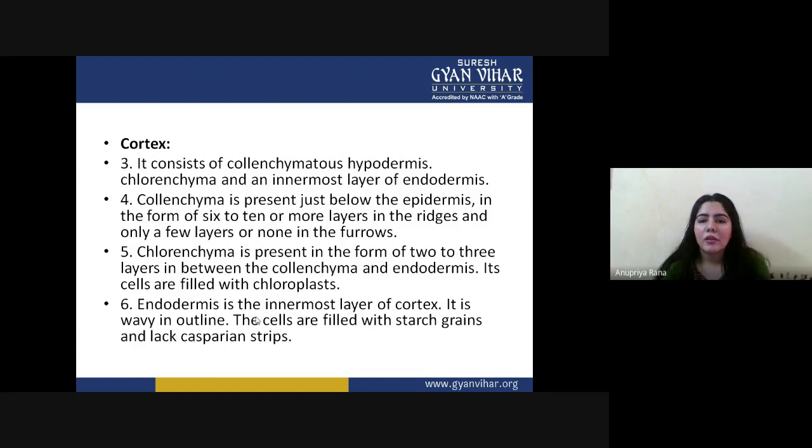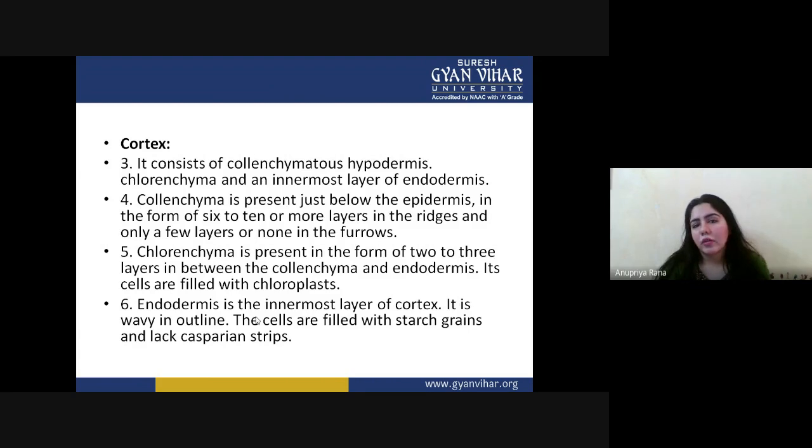And the cells are filled with the starch grain and lack Casparian strips. All the cells of the endodermis are filled with starch grains and they lack Casparian strips. So basically they do not have any Casparian strip.